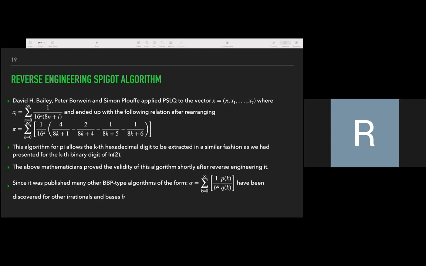Since then, a lot of other BBP type algorithms were invented, where the scheme is a sum from k equals 0 to infinity over 1 over b to the k, where b is the base, and then some rational function. A lot of these have been discovered for other rationals and bases. The one for pi has been rigorously proved. If you're interested, I would look up the original paper. I think it's called "The Quest for Pi" by Bailey, Borwein, and Plouffe.